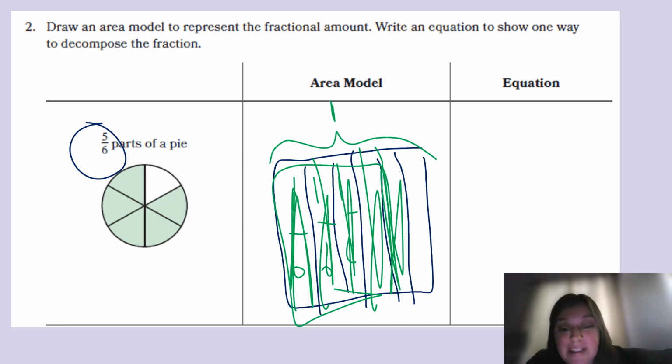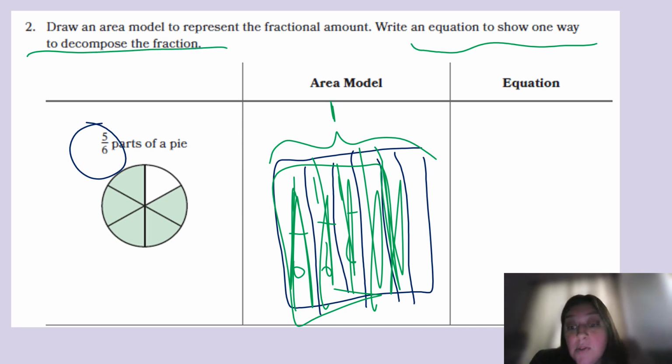And then an equation, it says write an equation to show one way to decompose the fraction. So many ways. Unit fractions. 5/6 equals 1/6 plus 1/6 plus 1/6 plus 1/6 plus 1/6. You might have done 2/6 plus 3/6. You might have done 1/6 plus 4/6. You might have done 2/6 plus 3/6, I think I already said, which is the same as 3/6 plus 2/6, or 4/6 plus 1/6. So you could have written that in many different ways.